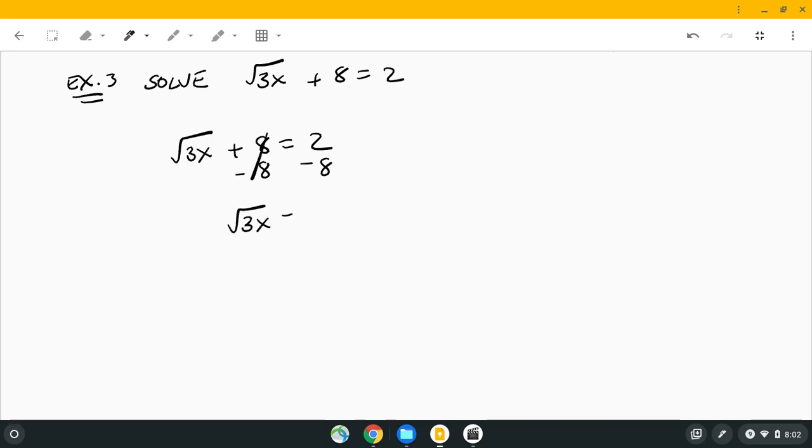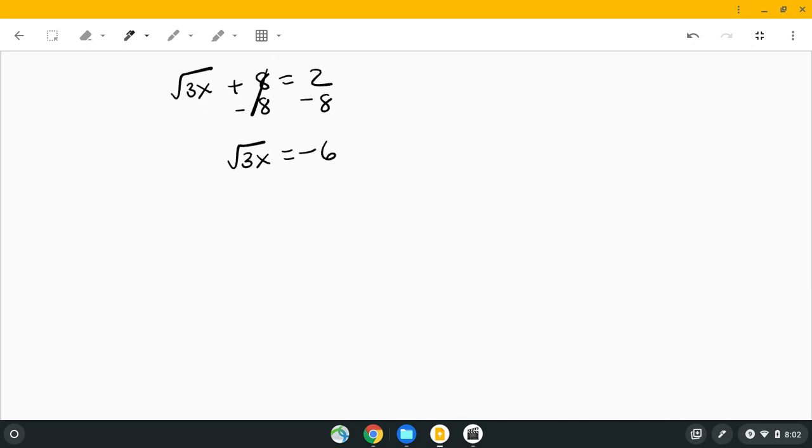Okay, let's just take a look at another example. Let's go ahead and solve square root 3x plus 8 equals 2. So I'll write it over here. So again, we need to isolate the radical. So I'm going to go ahead and subtract 8 on both sides. And over here, they cancel. So we get square root 3x equals negative 6.